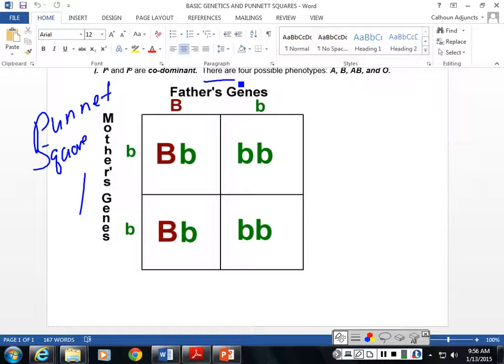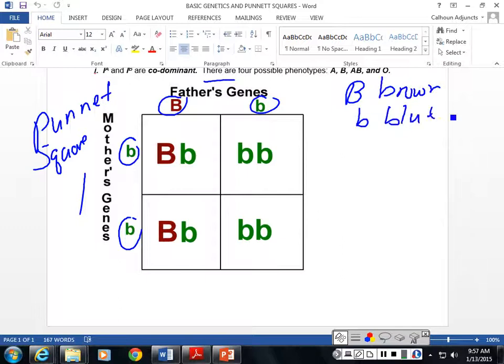And if you imagine that you say half her eggs are little b and the other half are little b, and your dad's sperm, let's imagine half of them have a big B in them and half of them have a little b in them, okay? We want to see how many ways we can combine those two sets of genes. So let's say that big B stands for brown eyes and little b stands for blue eyes.